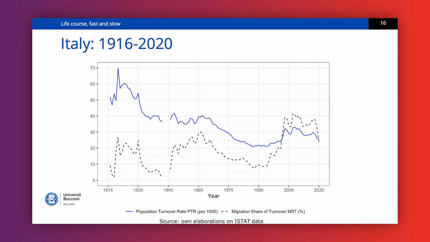Then a long, slow decline, and after the 1990s, things go up and down. So basically, there is no convergence to a slow level. Why? Because the migration share goes up. The country becomes an immigration country.